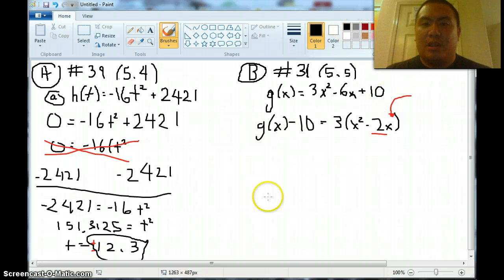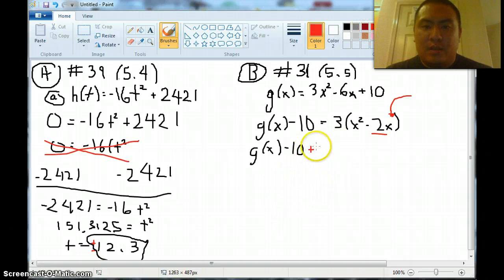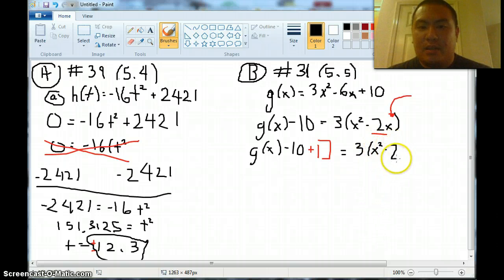So what I really want to do here is this. I now have g of x minus 10. I'm going to leave something right here because I know I'm going to add something to the right hand side. How do I know I'm going to add something to the right hand side? No matter what, half of b and then you square it, it's going to be positive. True? Anything squared positive? Yep. Alright, so 3 parentheses x squared minus 2x, and what I'm going to add here is half of negative 2, which is negative 1. Negative 1 squared is positive 1, so I'm going to add 1.